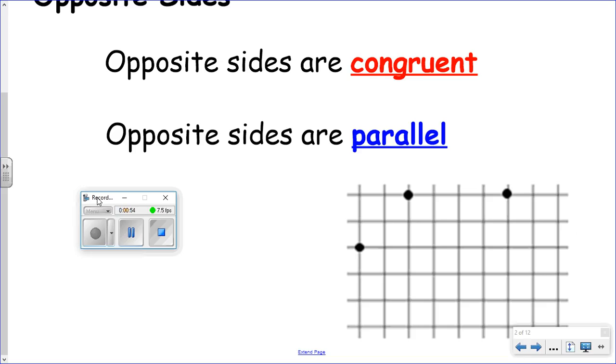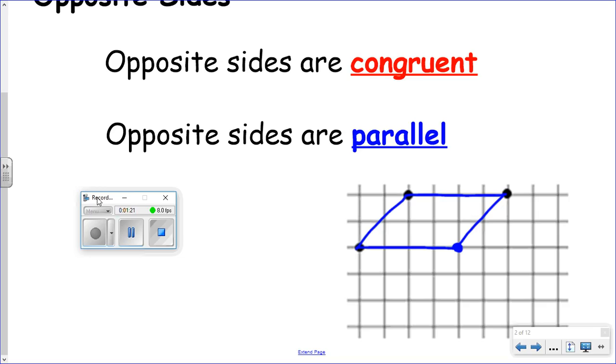So now from this diagram, if you have 3 points and you have to figure out the fourth point, we know that opposite sides are congruent, so let's make them congruent. These are 1, 2, 3, 4 spots apart, so let's make 2, 3, 4 also 4 spots apart. So the fourth point would have to be there. And then we can go ahead and connect all of our points to make our parallelogram. So now we've got the 4 points.